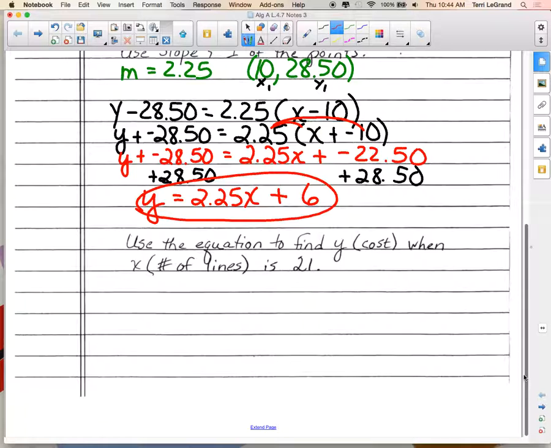Okay, so it's going to be important that we can describe sometimes in our homework the slope and what the slope and y-intercept represent.